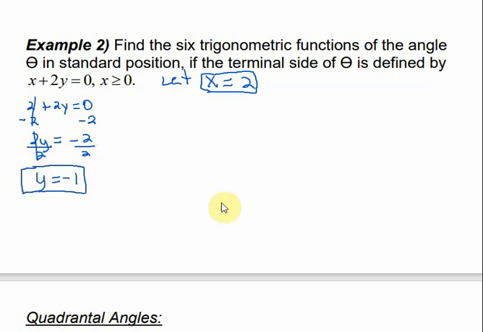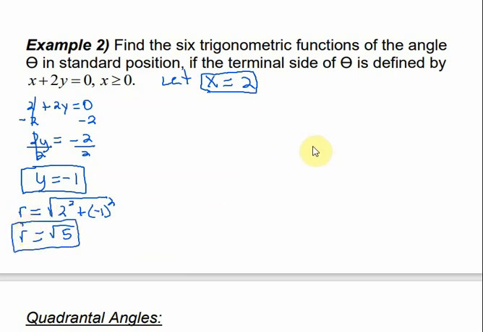So then to find r, again, I would do the Pythagorean theorem. So like I said, this would work. You may end up not getting pretty numbers depending on what you choose for x, but this will work for any value of x greater than or equal to 0. Okay, so let me figure out what r is. R is the square root of x squared plus y squared. So that would be 4, and that would be 1, so that's the square root of 5 for my r value.